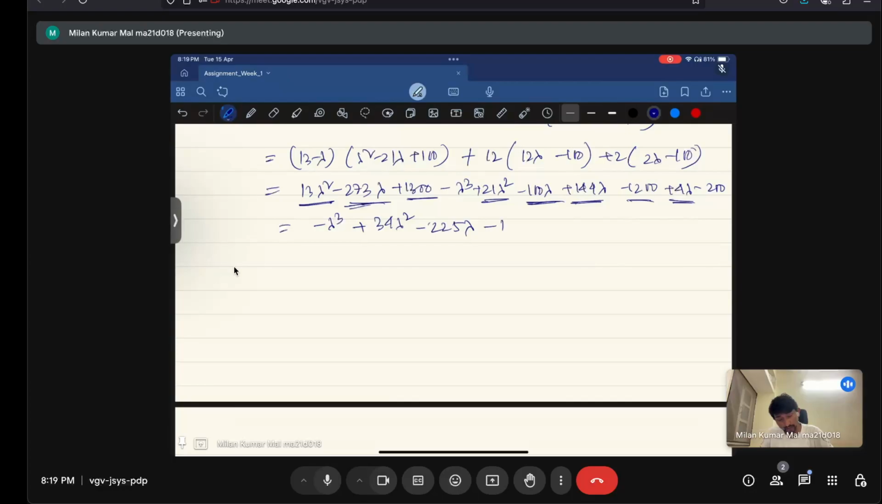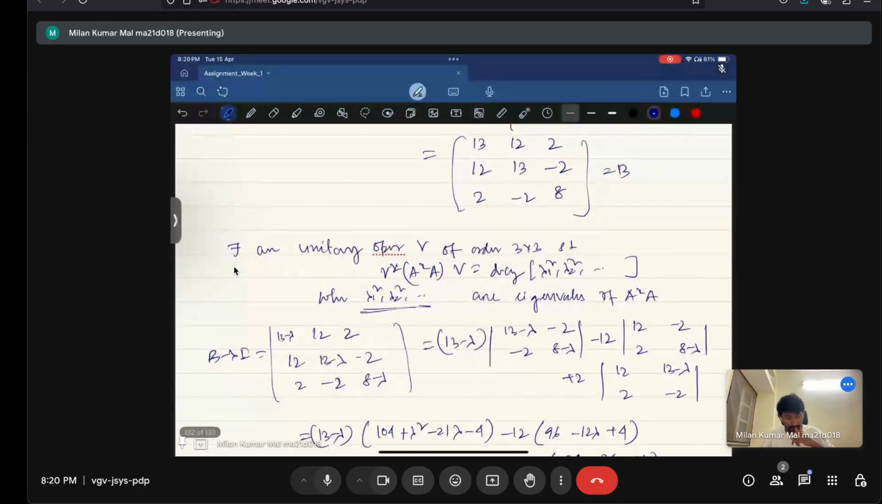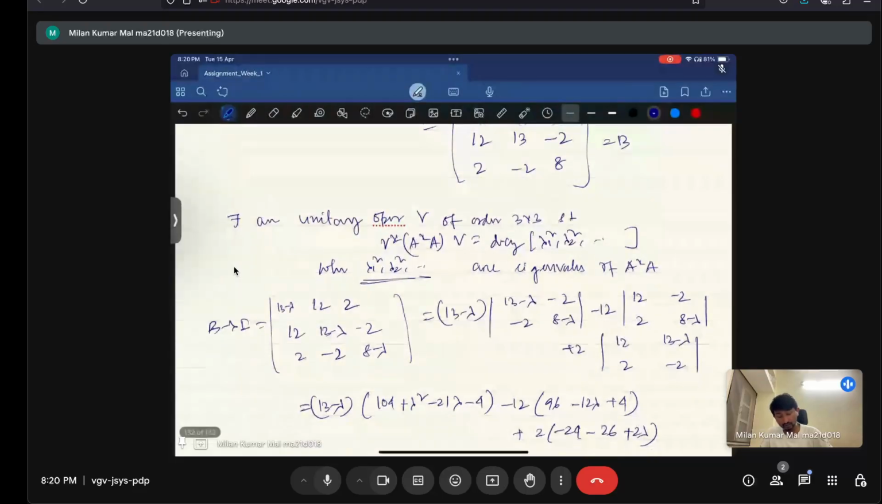that is minus 100. So what we'll get, the equation is lambda cube minus 34 lambda square plus 225 lambda plus 100 equals 0. So I just want to check whether the case is correct or not. 26, yeah, this is correct. There is no problem with this.